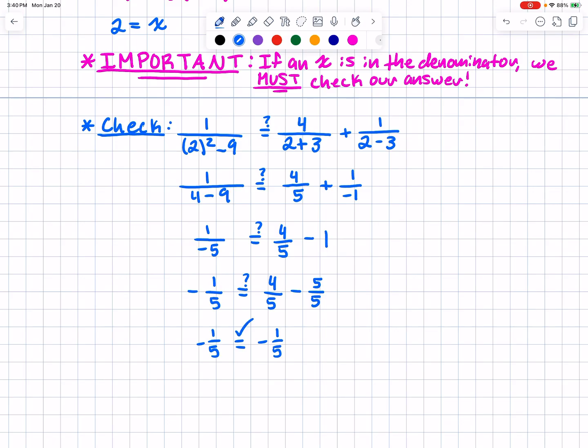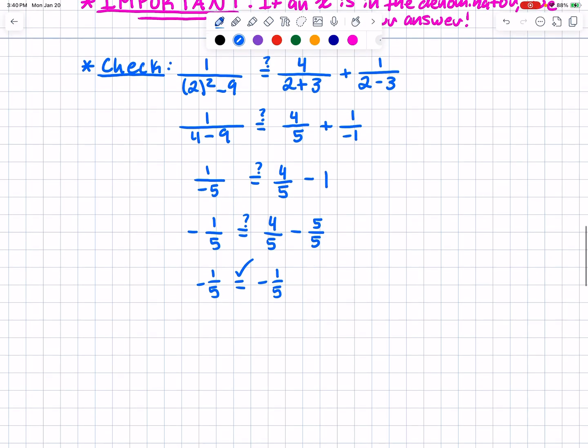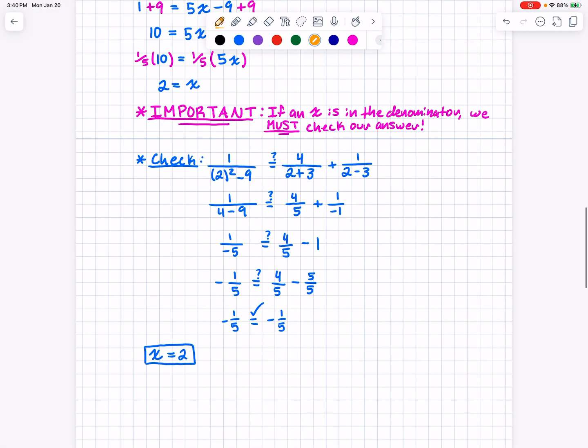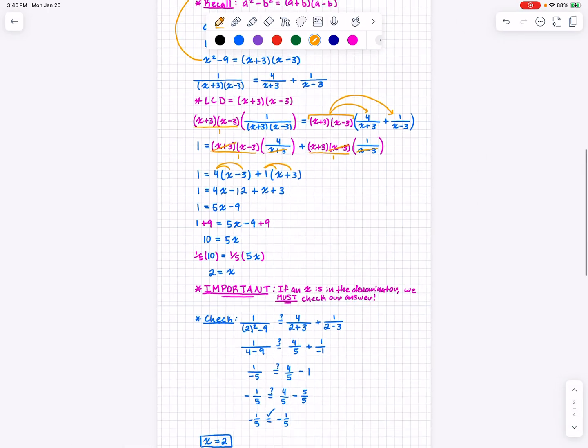And that works out, so I put a little check. So this means that it is true. Our final answer is x equals 2. And again, the reason we did all that is that you must check. You must, I'm going to come back up here. You must check your answer if x is in the denominator, because you could get extraneous solutions.